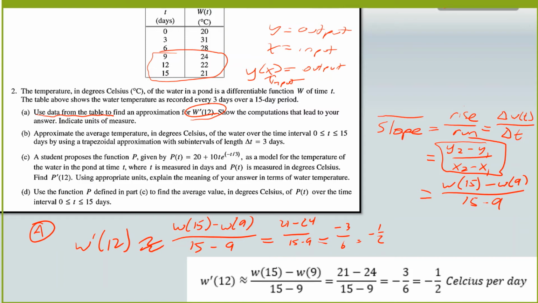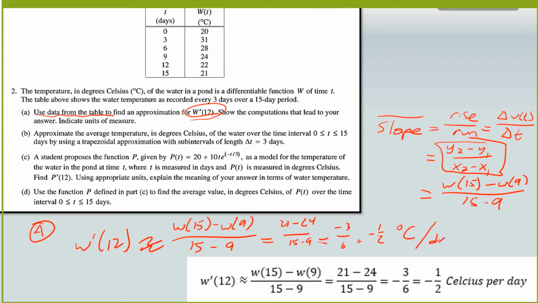No. Okay, what are my units? So we found the slope of W of t. W of t is in Celsius, it says Celsius. We got W prime of t. So what would... Fahrenheit? Not Fahrenheit, no. W of t was measured in degrees Celsius. So what would my slope be measured in? Celsius per day. Celsius per day, there we go. Degrees Celsius per day.